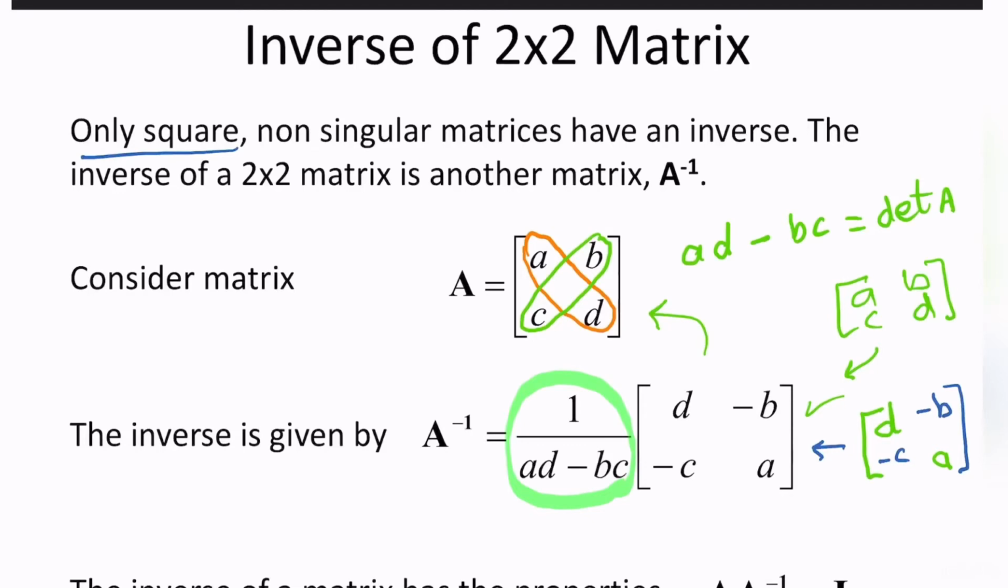The inverse of a matrix has the properties of A times A inverse equals I. And same thing if A inverse, which means the inverse of the matrix, multiplied by the matrix itself equals I.